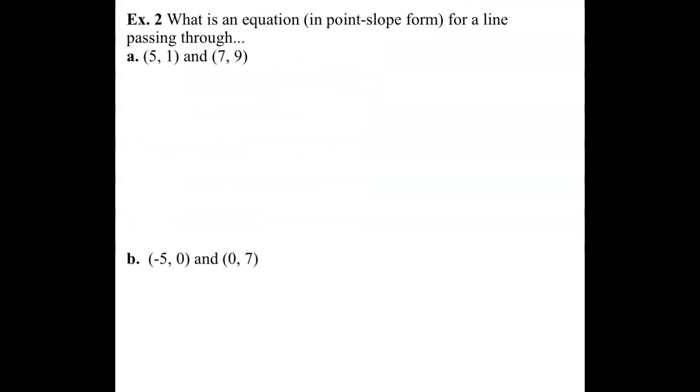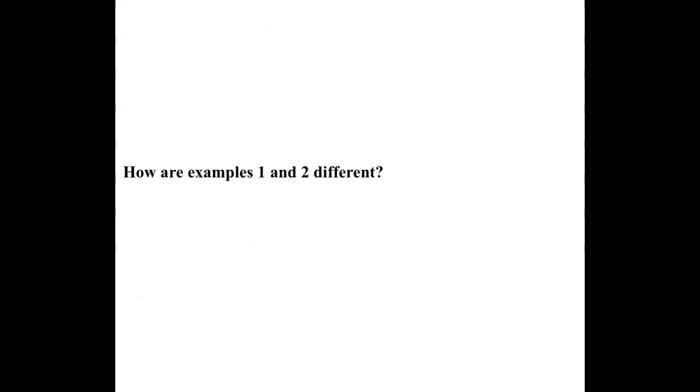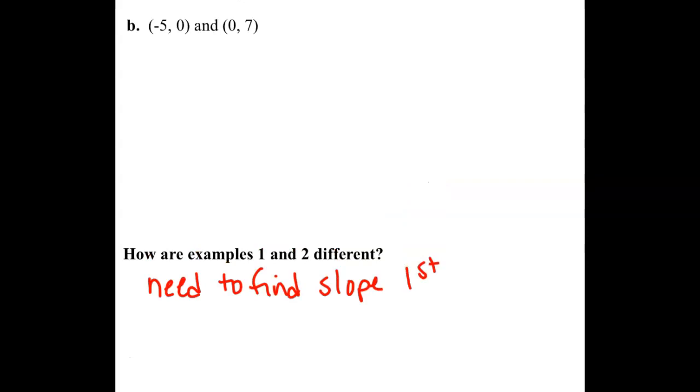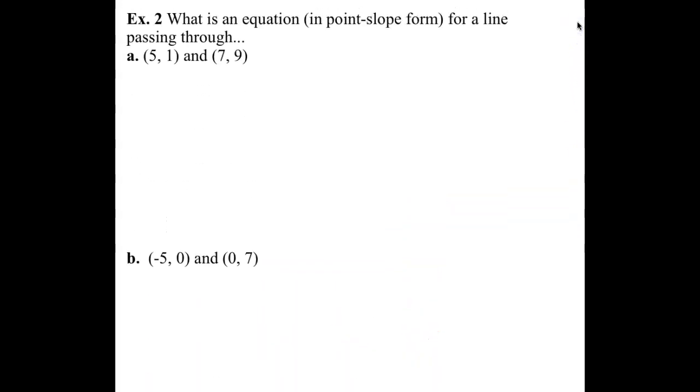All right. How are these questions different? It's still asking for an equation in point slope form. This time there's 2 points. Before I gave you a slope and a point. If I give you 2 points, can you find slope? Okay. So the question at the bottom here is, why are these different? We need to find the slope first. Okay, so given 2 points, you're going to find the slope. So let's do that on this first one.